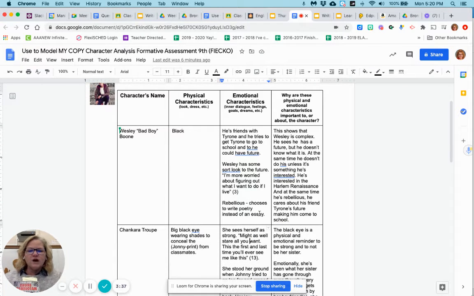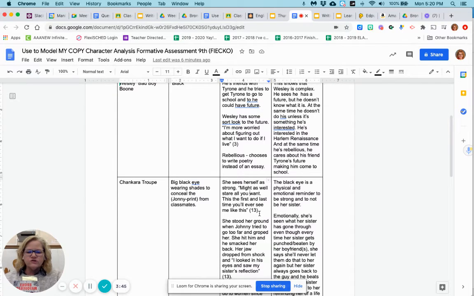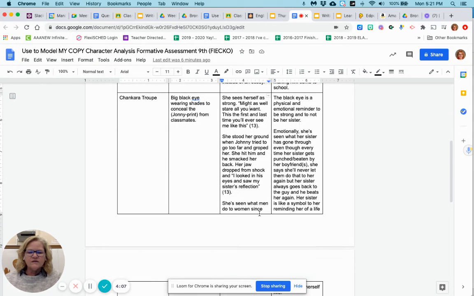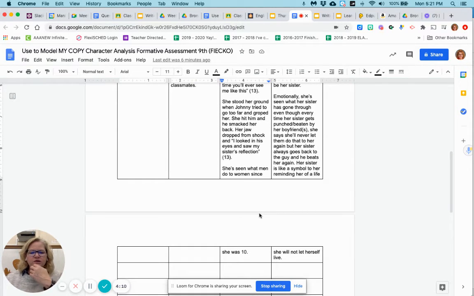Now, when we take a look at how the physical and emotional are tied together, and why is that important to her about the character? I noticed that the black eye is a physical and emotional reminder to her to be strong and to not be her sister. Emotionally, she's seen what her sister has gone through, even though every time her sister gets punched or beaten by her boyfriend, she says she'll never let them do that to her again. But her sister always goes back to the guy and he beats her again. Her sister is like a symbol to her, reminding her of a life she will not let herself live.